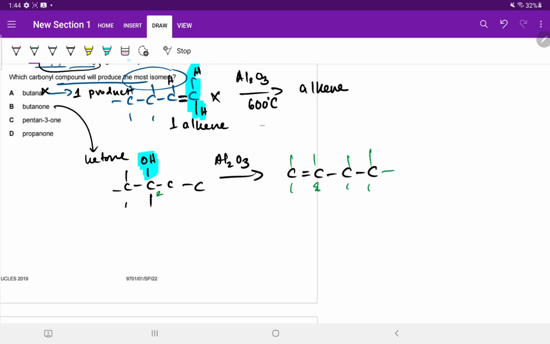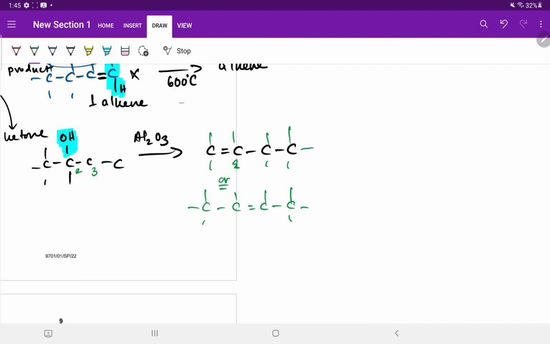And the second thing which can happen is that a double bond will be formed between the second and third carbon, so C double bond C. So this is the other product which can be formed. Now as you can see, this will not form any cis-trans isomerism because this has 1 carbon bonded with 2 hydrogens, so no cis-trans here.